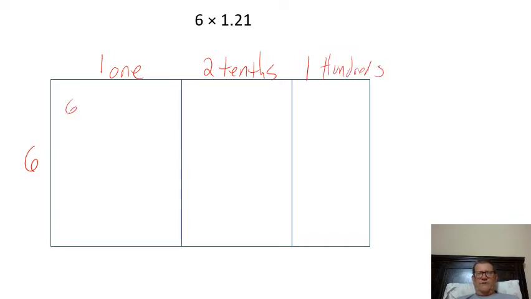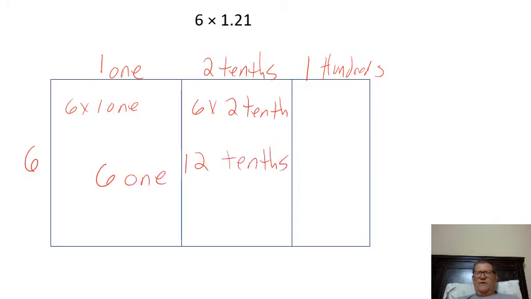Now this one's going to be 6 times 1 one, which is going to give us 6 ones. This is 6 times 2 tenths, which is going to give us 12 tenths. I've got to write the ones in there. And the last one over here becomes 6 times 1 hundredth, which gives us 6 hundredths.